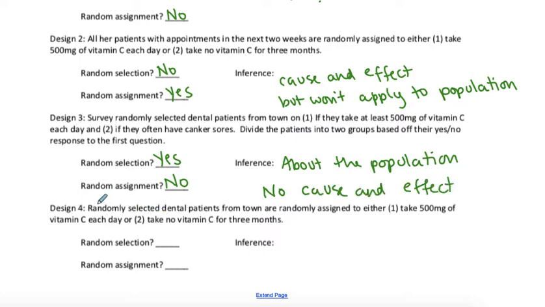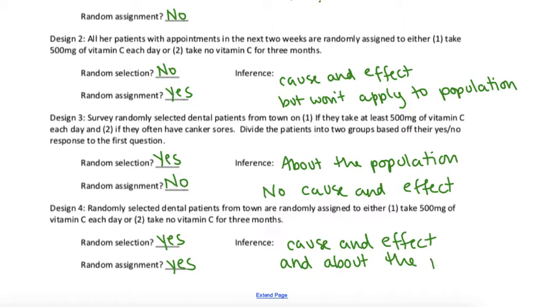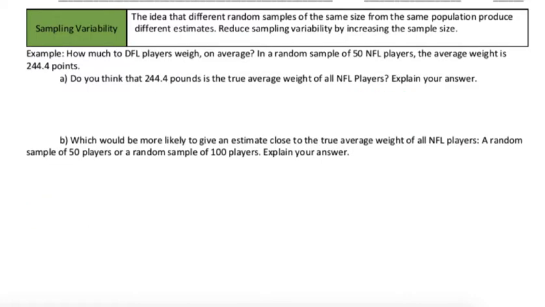And on the last design, it says randomly selected dental patients from town are randomly assigned to either take the 500 milligrams of vitamin C or take no vitamin C for 3 months. This is random selection and random assignment. So we can say this does have cause and effect if the results are significant, and we can say it about the population. So if the results are statistically significant, we can say the vitamin C caused the fewer canker sores, and not only does it apply to our group of randomly selected dental patients, but this should apply to everyone in the population. And so this would be, if possible, the best way that we could do that.